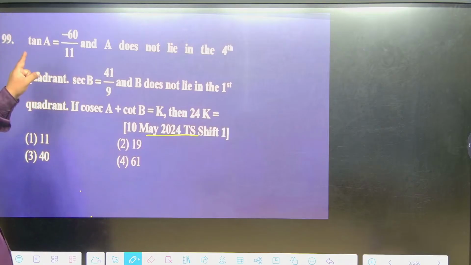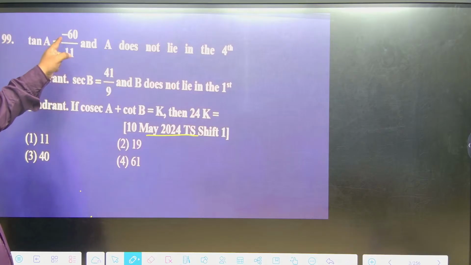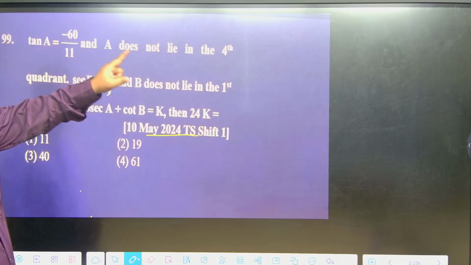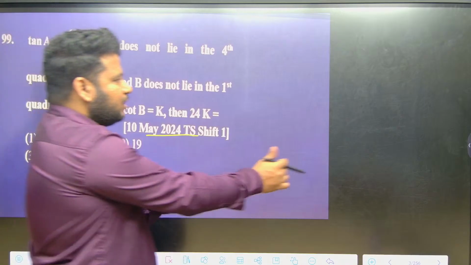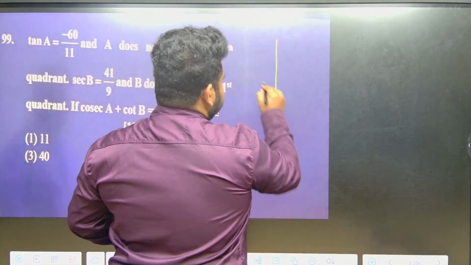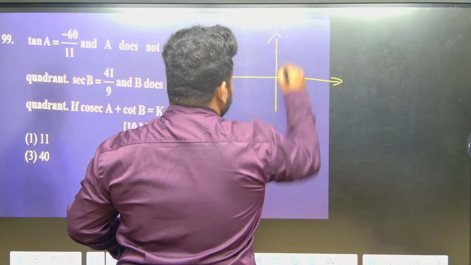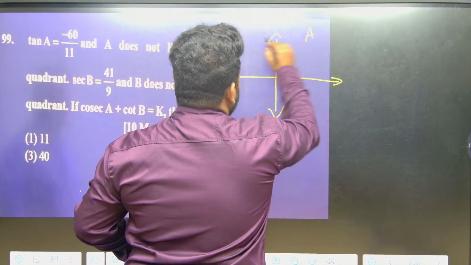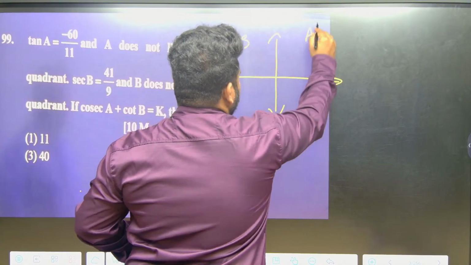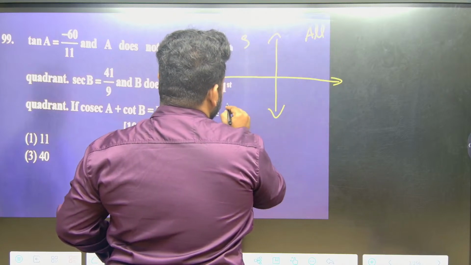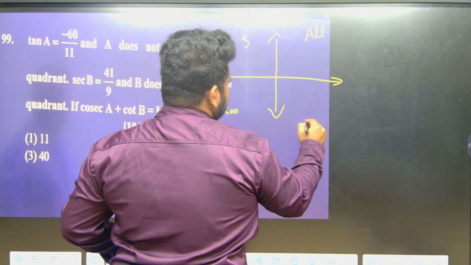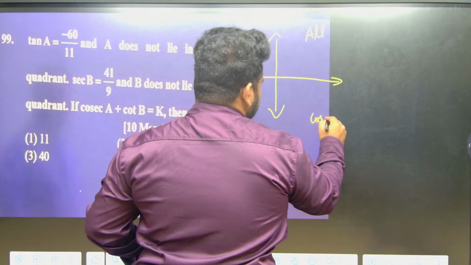What are they telling? Tan A is equal to minus 60 by 11, and A does not lie in the 4th quadrant. So let us write the quadrants first. These are the quadrants we are having. Here all are positive, here only sine is positive, here tan is positive, and here cos is positive.